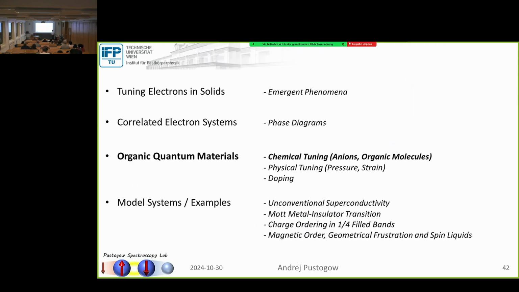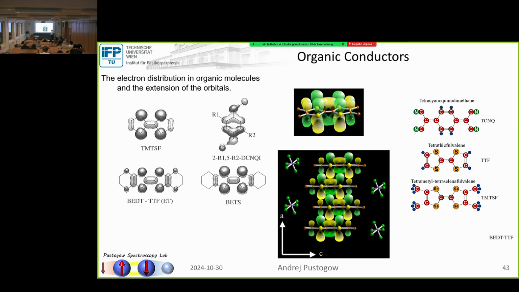And the nice thing about the organics is that we can tune them. So not all of them are superconducting, but these organic systems exhibit all types of phases, and we have tools to tune the material to the right slot in the phase diagram. So how do they look?